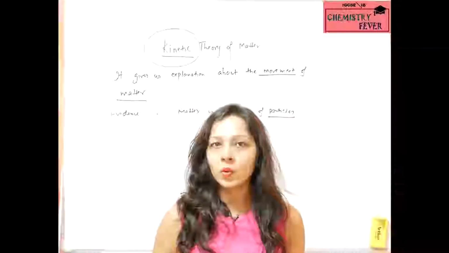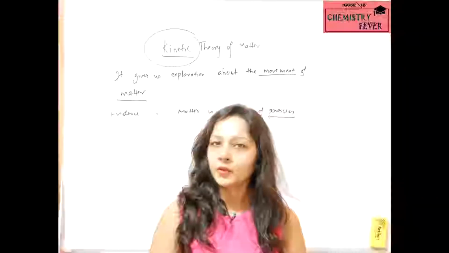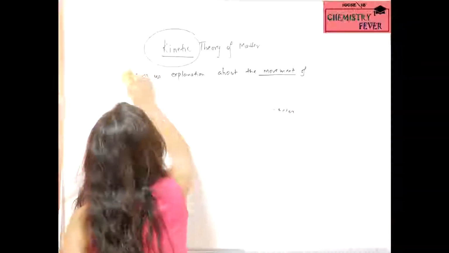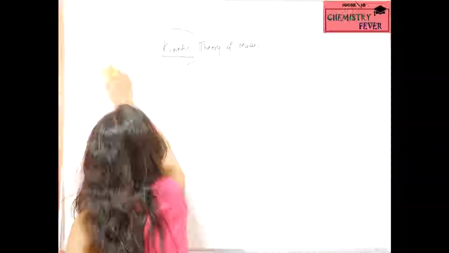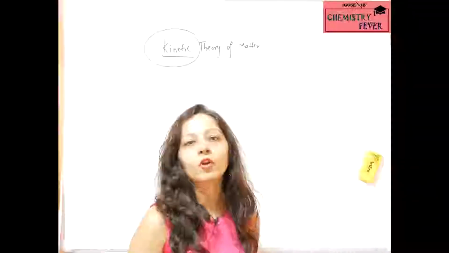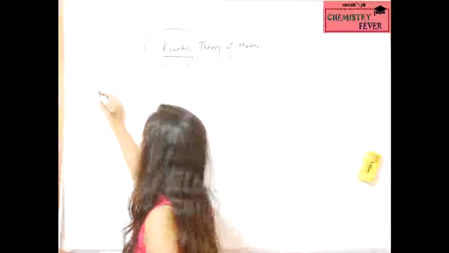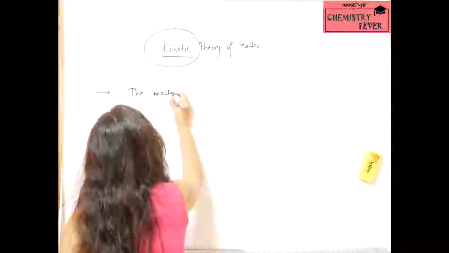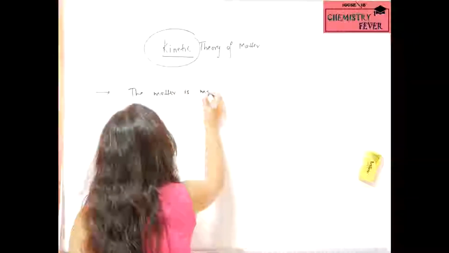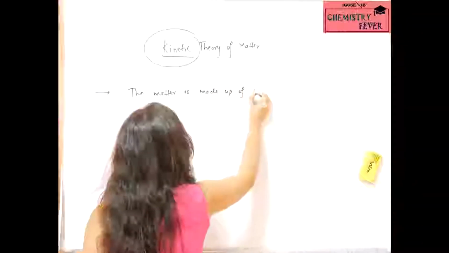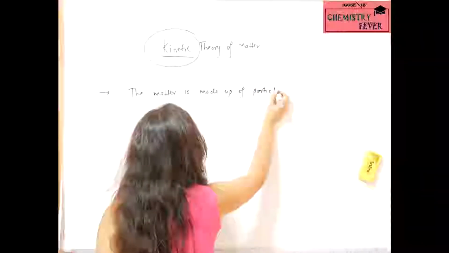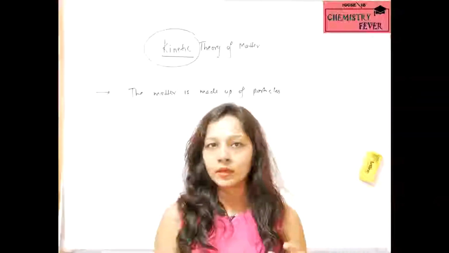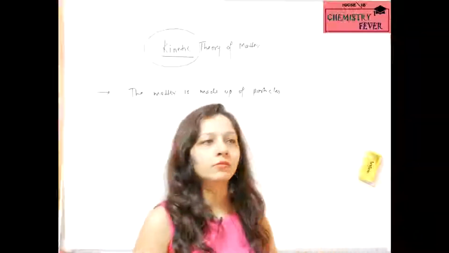So let's go one by one through all the postulates of kinetic theory of matter. For your 9th and 10th IGCSE, we just have 3 major points for kinetic theory of matter. Number 1: the matter is made up of particles. These particles can be atoms, ions, or molecules.